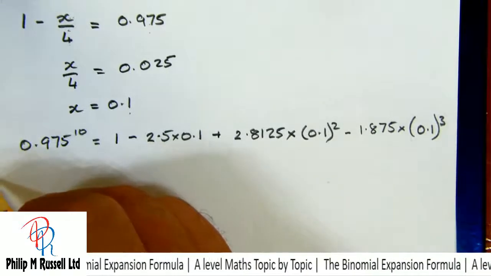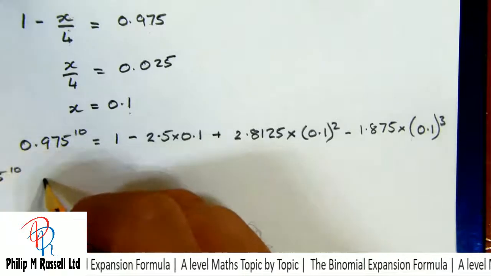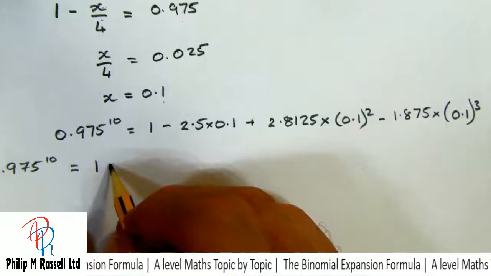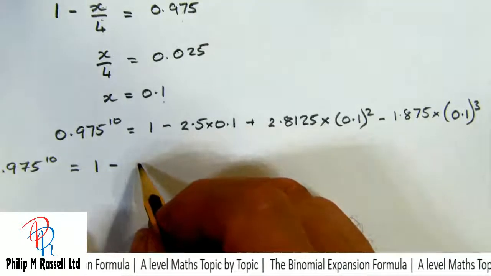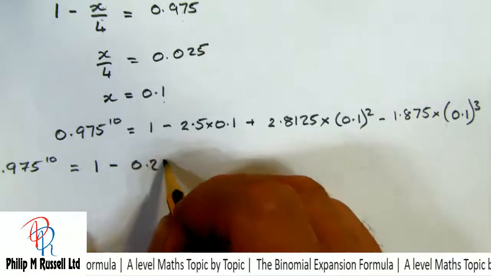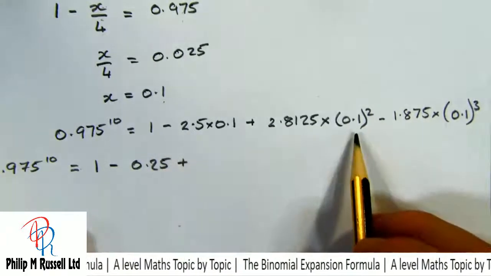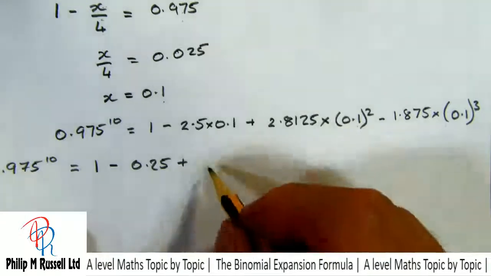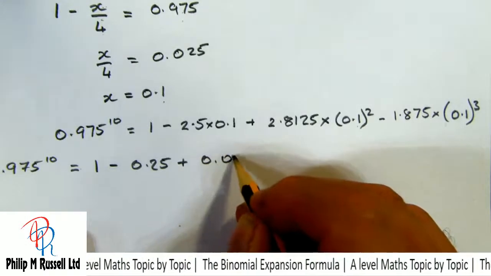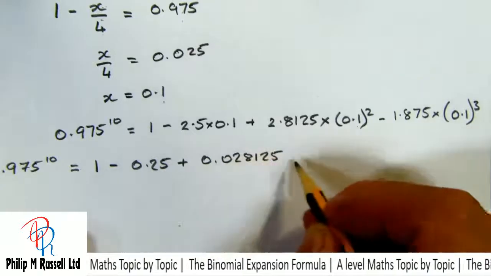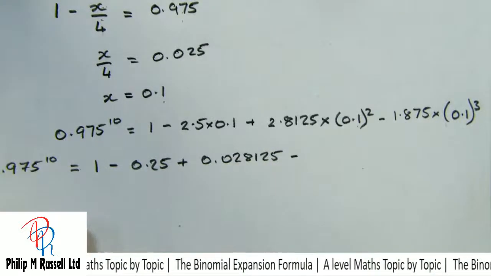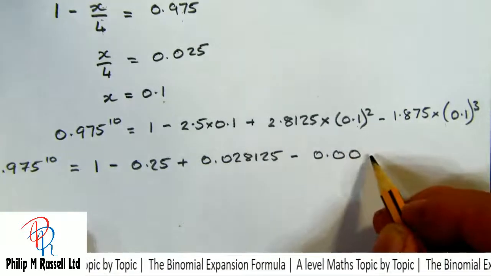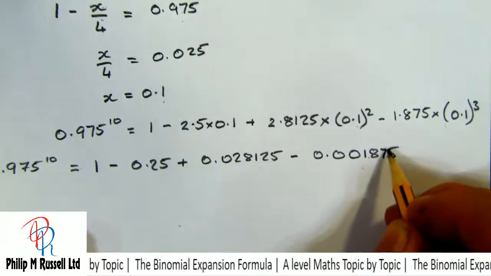So 0.975 to the 10, doesn't matter, you can't see that, I want this bit, which is the more important bit, is going to be 1 minus 2.5 times that is going to give me 0.25 plus, now we're going to get a little bit more difficult, so that's going to give us 2 decimal places, 0.028125 minus, and we're getting much smaller here, this is going to be 0.01875.